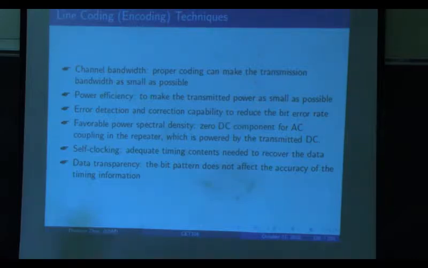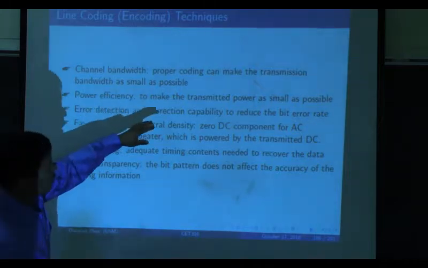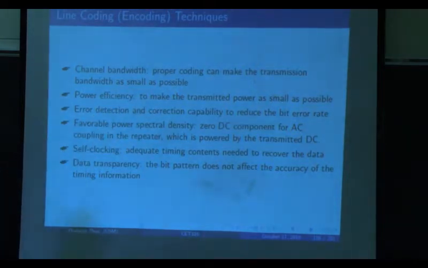Line code techniques: why are there a lot of researchers doing this? It's called the encoding technique. Why do we want to do that? Those are the benefits. We can reduce the channel bandwidth. Proper coding can make the transmission bandwidth as small as possible. And power efficiency: if we do not need to, for example, transmit the DC, then the power may be small, right? To make transmitted power as small as possible, and error detection.